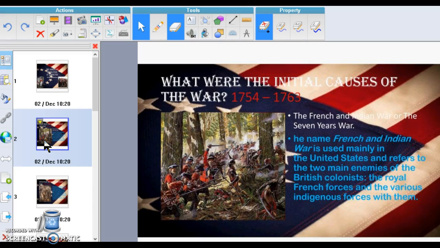This slide is entitled, What Were the Initial Causes of the War? And we can see here with the date that this war lasted between 1754 to 1763. The French and Indian War, or the Seven Years' War, as most of us know it, is a war that was given its name because, as we read here in the caption on this slide, the name French and Indian War is used mainly in the United States and referred to the main enemies of the British colonies, the Royal French forces and the various indigenous forces with them.